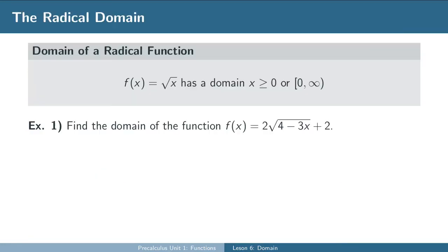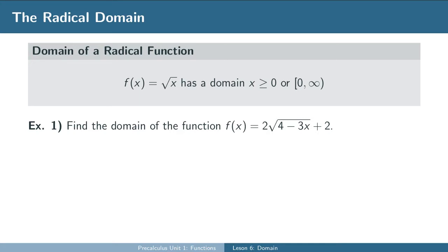So first domain, we're going to take a look at the domain of a radical function first. And as we know from our parent functions, the square root of x has a domain of x being greater than or equal to 0, has an interval that is 0 to infinity, including the 0. So we have our first example.